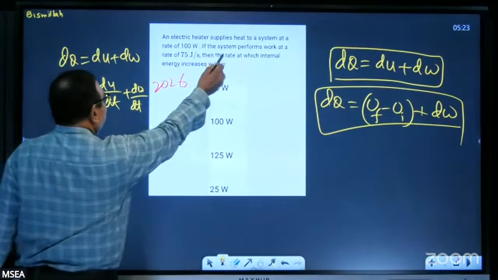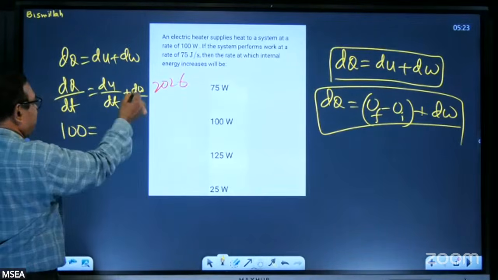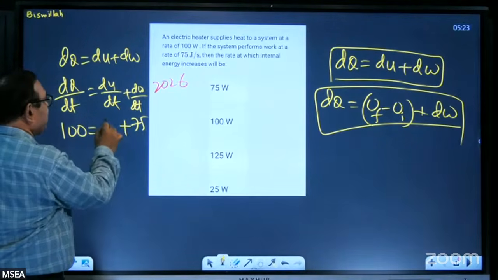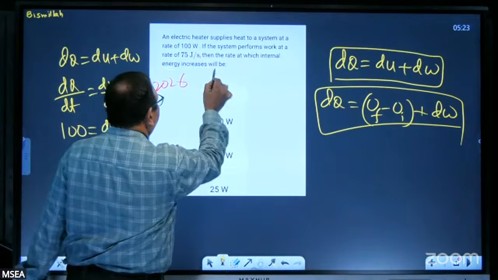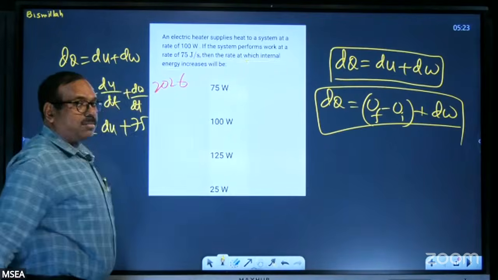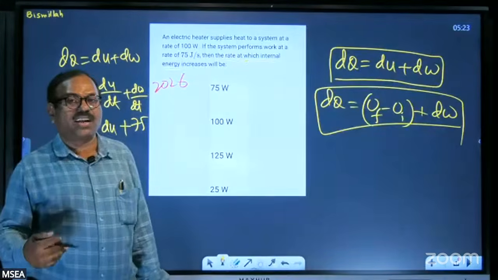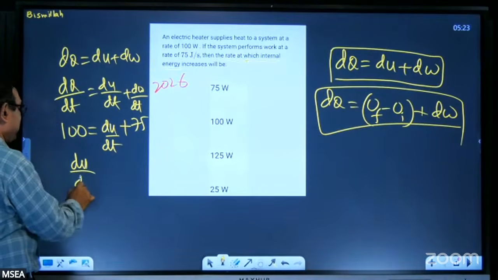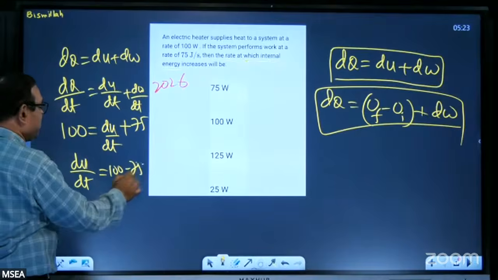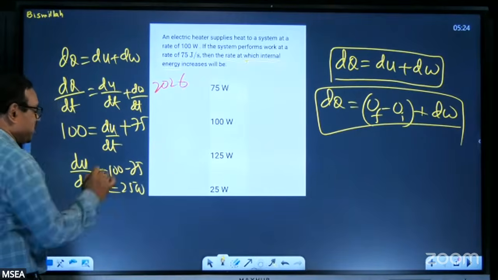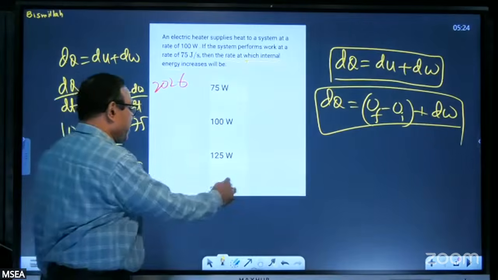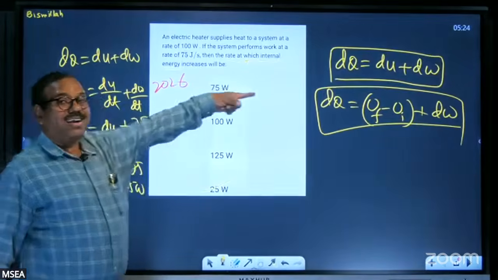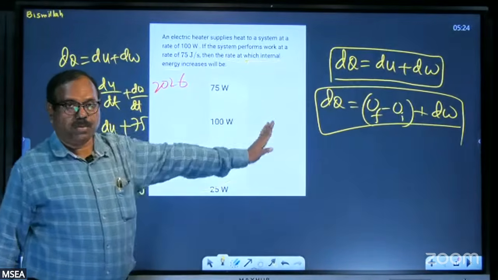Also, the system performs work at the rate of dw by dt, that is 75. Then it asks about the rate at which internal energy increases. Rate of internal energy is nothing but du by dt, which is equal to 100 minus 75, which is 25 joule per second, or we can write it as 25 watts. This question was asked in 2026, based on the first law of thermodynamics. That's why this is very important.